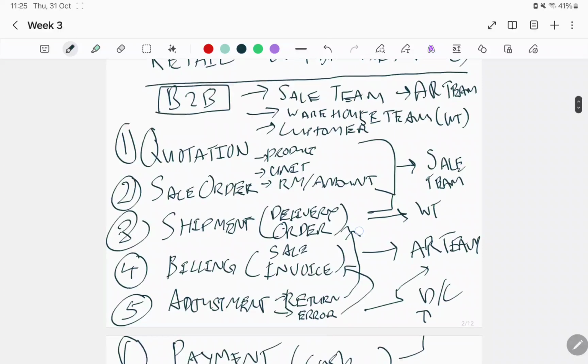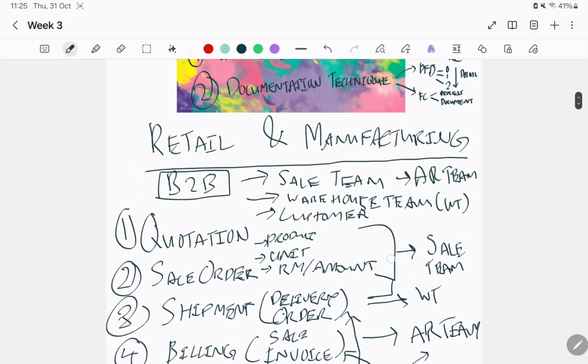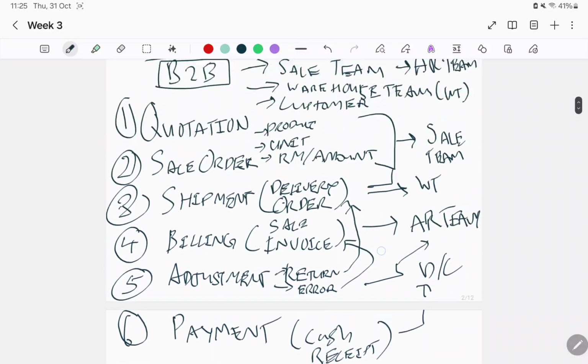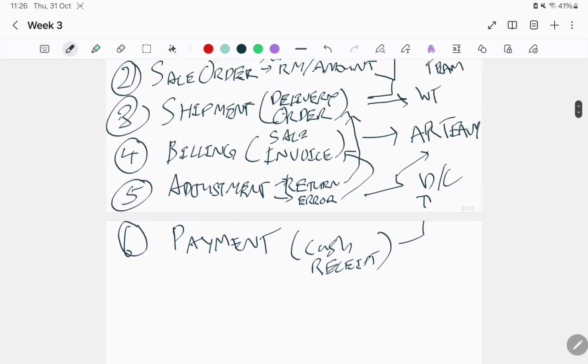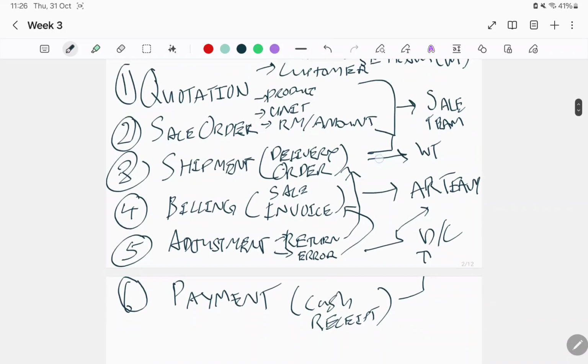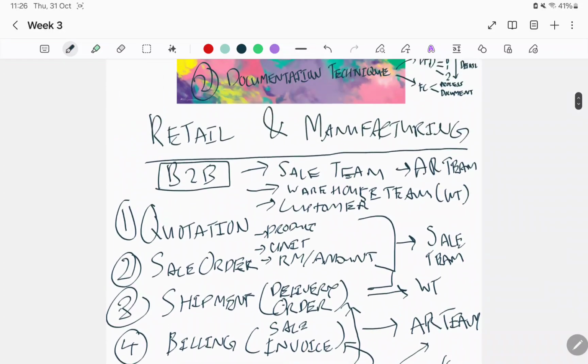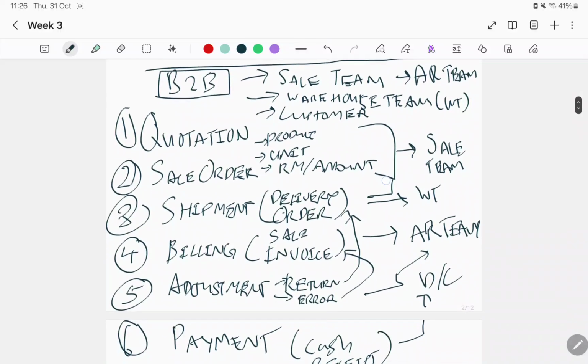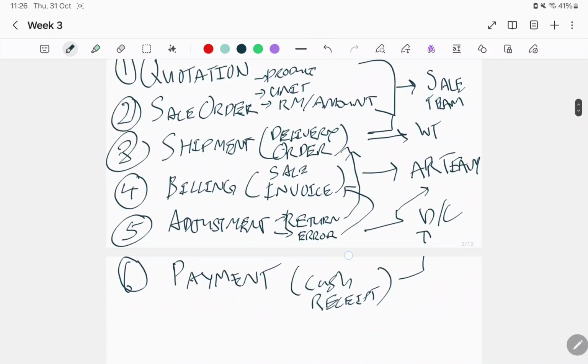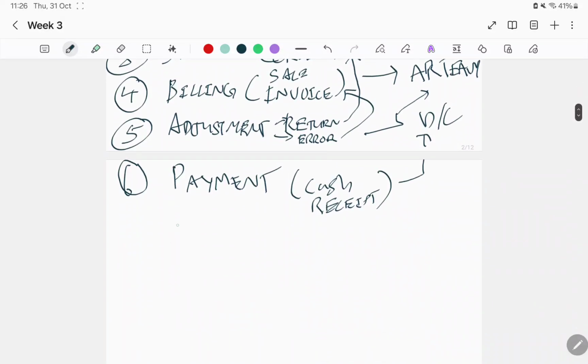I hope you are happy with this. I think this is the basic typical process for a retail and manufacturing business for the revenue cycle, the sales. Let me just do services.